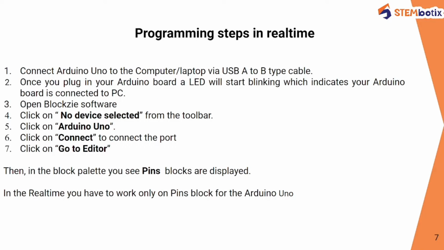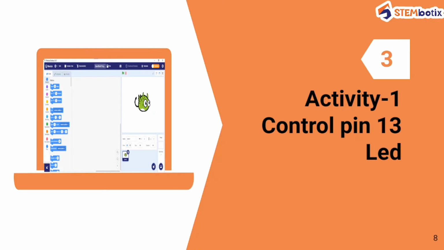Then in the block palettes, you will see pin blocks are displayed. In real time, you have to work only on the pins blocks for the Arduino Uno. Now observe the block palettes. Here you can see, and you find something new. Yes, in the block palettes you will see blocks displayed like the pins blocks and so on.